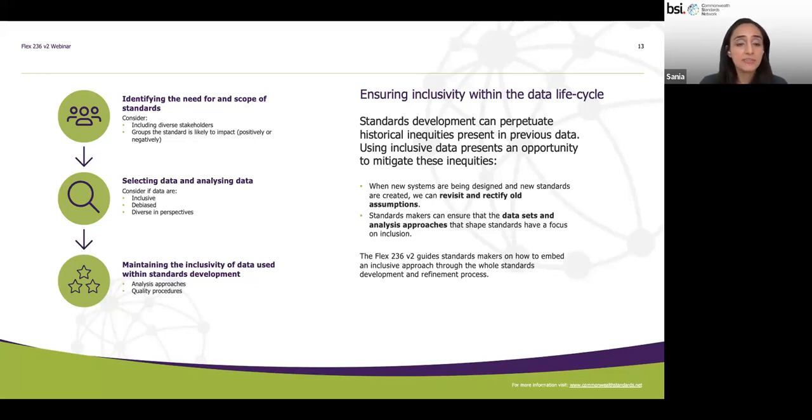First being to identify the need for and scope of standards. So this will look at how to consider including diverse stakeholders within the development process and in the feedback process, and how we can go about looking at the audiences that are positively or negatively affected by the standard. We'll look at how data are selected and analyzed, ensuring that they are inclusive, de-biased, diverse in perspective also. And then we'll look at how to maintain the inclusivity of standards in terms of the data that are used, so analysis of processes and quality procedures as well.